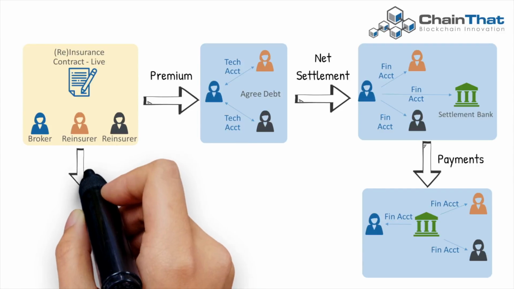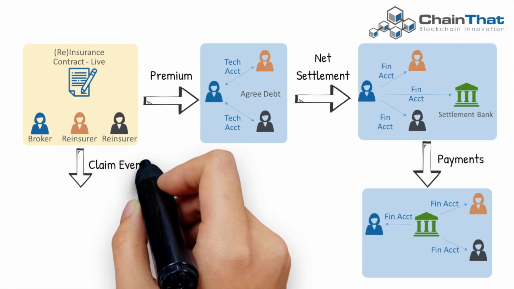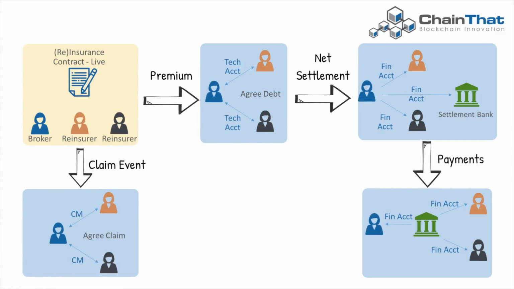Once the payment is made, the settlement bank updates the financial accounts, which have been paid with the settlement payment reference. In the event a claim is made against the contract, the claim movement process begins, allowing the broker and reinsurers to communicate and agree the claim. Once a claim payment request is agreed between the parties, the associated technical accounts are generated and enter the process as per the premium, fees and taxes, but with the direction of payment reversed.